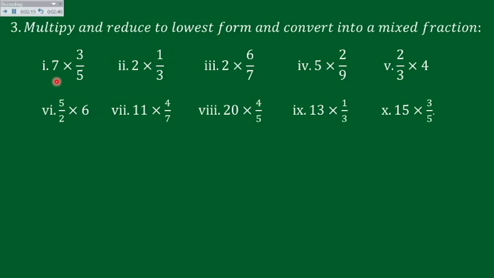7 multiplied by 3 upon 5. I already told you how to solve this question. So here we see that there is only a whole number and here we have the fraction 3 upon 5. So a whole number can be written as a fraction. How?